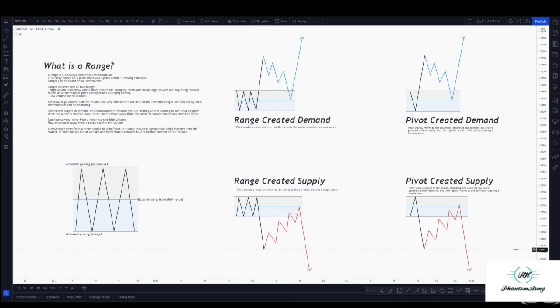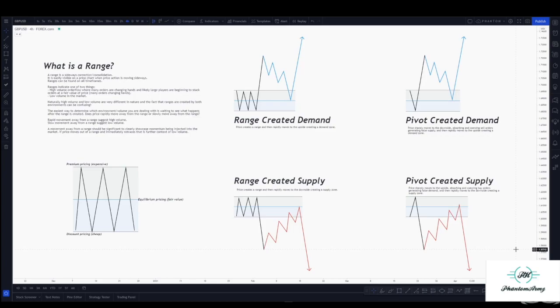The easiest way to determine which environment or volume you're dealing with is waiting to see what happens after that range is created. Does price rapidly move away from the range? Or does it just slowly trickle outside of the range? If it's rapidly moving away from that range, it's suggesting high volume, which implies that lots of orders have changed hands and that there was likely institutional backing, and we can use that as a footprint to potentially plan a trade.